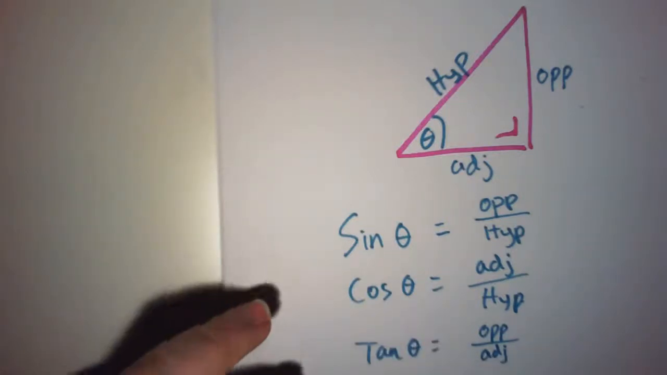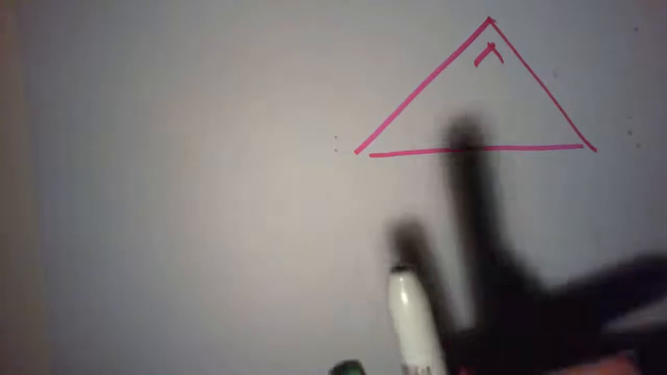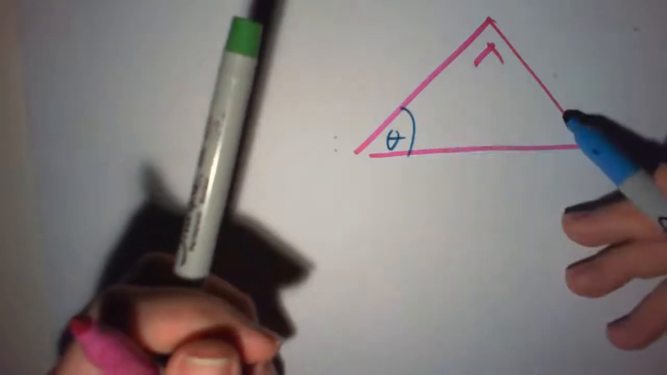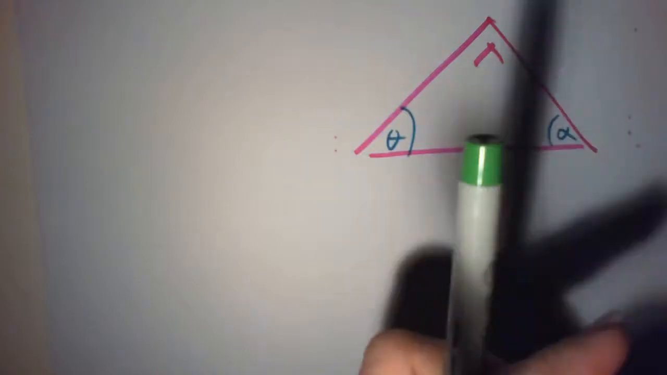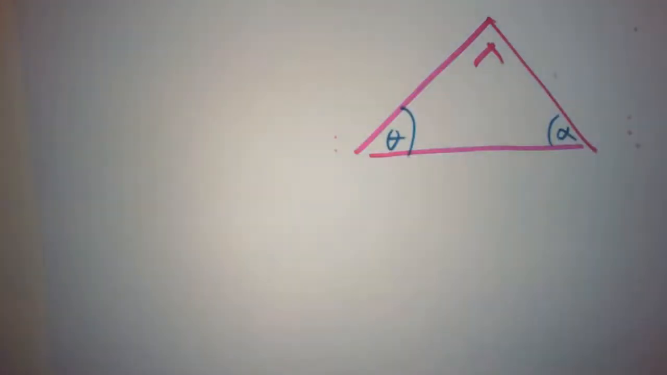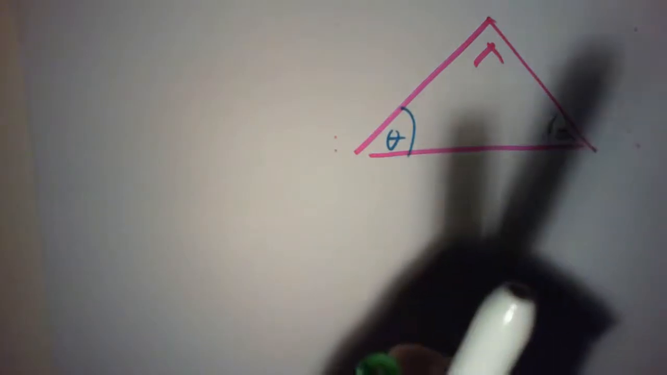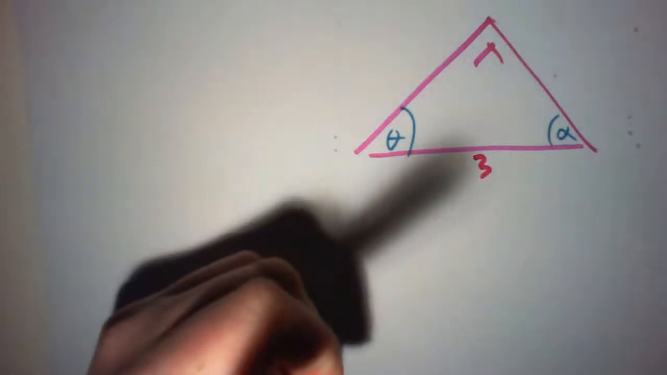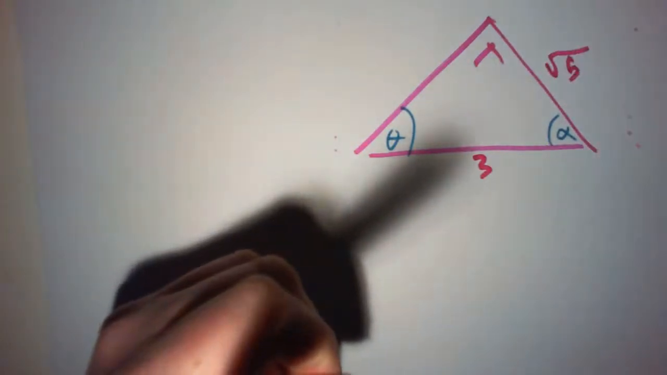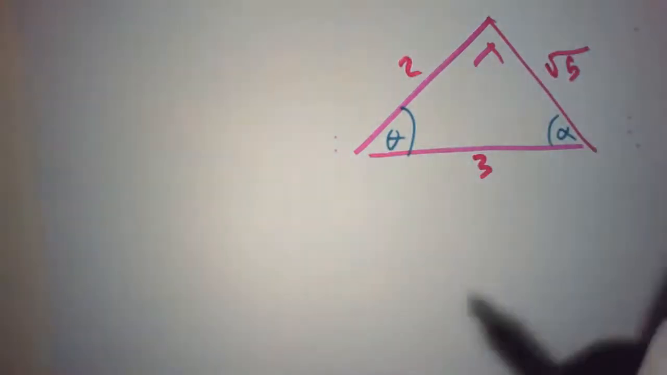So I'll just do a quick one or two examples just to show you this in the real world so that you're totally okay with it. So here's a right angle triangle, and here is theta, and here is alpha. So we have two reference angles. I'm just going to put some numbers on these, okay? Just to make things a little bit easier, I suppose. We'll call this side 3. We'll call this side root 5. And we'll call this side 2. Okay?